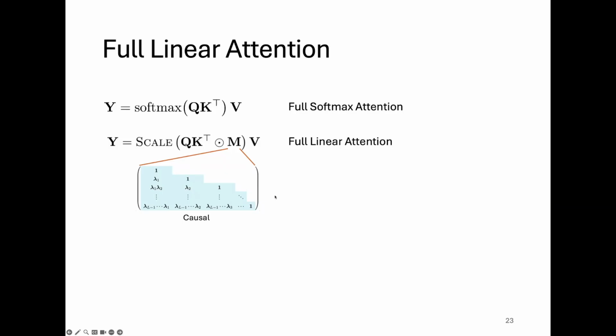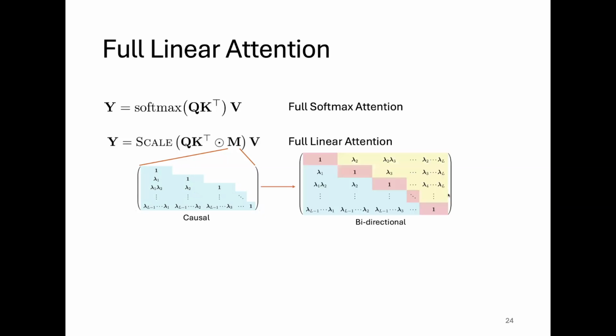Inspired by this, one way of extending this to a bidirectional form is to have the same property for the upper triangular part of our mask as well. That's exactly how we are shaping our bidirectional mask, which has the exact same property as the lower triangular mask, just in the above. Meaning that between token I and J in the backward direction, the attention between these two tokens is masked with the product of the decay of all the tokens in between.